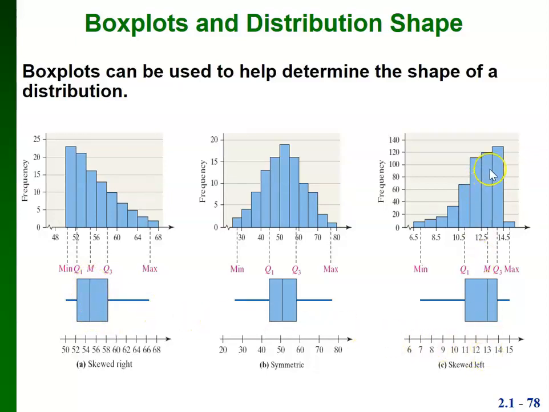If we have a distribution that's skewed to the left, that means we have a longer tail on the left in the histogram. If we were only using the box plot to try to determine the distribution shape, we would want to notice that the whisker on the left is longer, which would mean that there's a longer tail on the left, that the box is further to the right, and also inside the box, the line that represents the median is further to the right instead of being in the middle of the box.